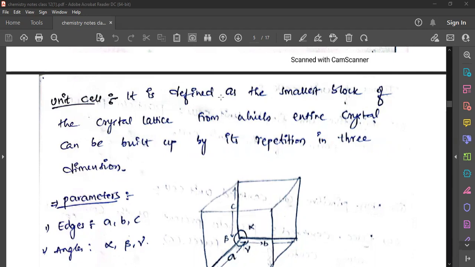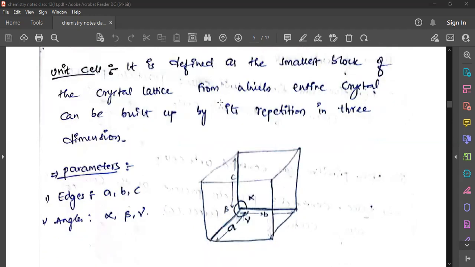So if we study the properties of the unit cell, it is similar to the properties of the particular space lattice. Generally we draw the unit cell in a cubical format. When you take the unit cell, it has 6 parameters: 3 parameters of the edges, like length, breadth, and height. A is the length, B is the breadth, and C is the height. And 3 angles between these A, B, C. Alpha is the angle between B and C.